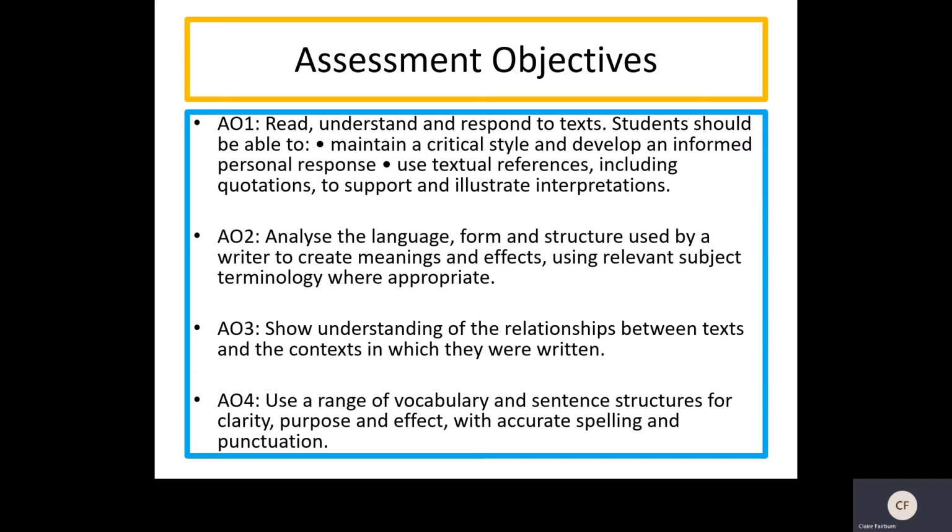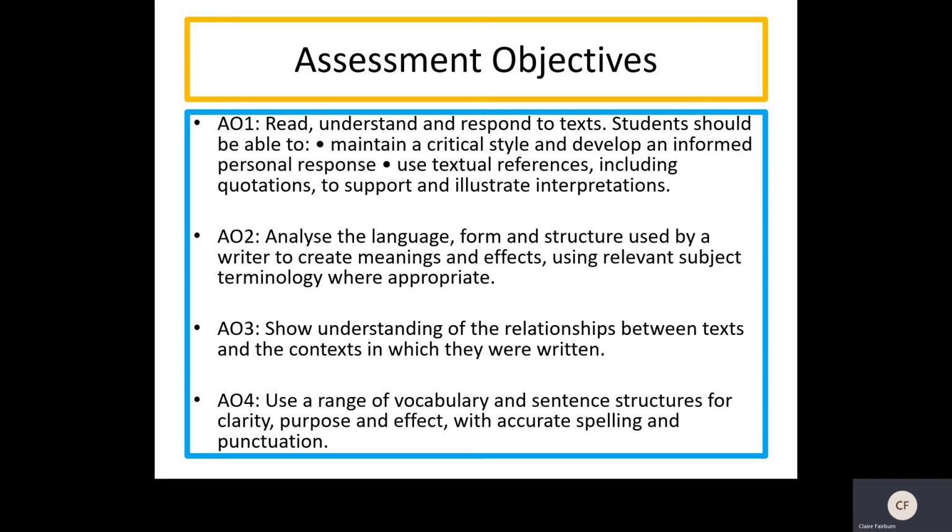Assessment Objective 2 is hugely important. Not only do you use these skills in English literature, you use them in English language. You need to be able to analyse the language, the form and the structure to create meanings and effects, and you need to use relevant subject terminology, for example, verbs, metaphors, similes, personification, pathetic fallacy.